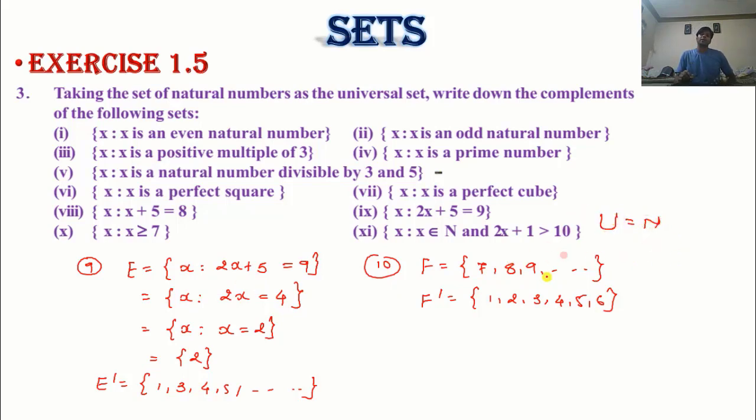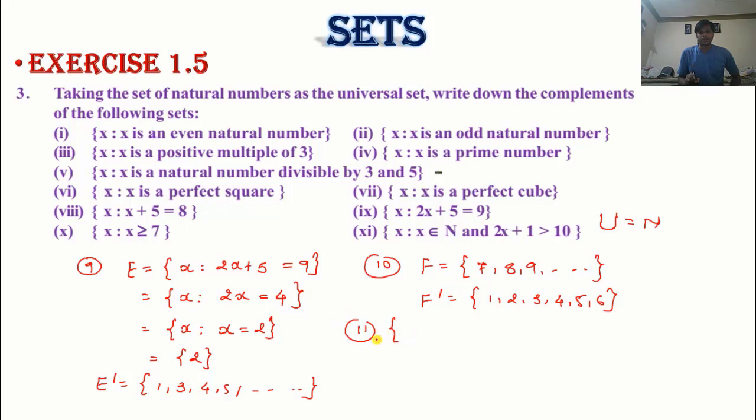Okay, so now it is easy and we have discussed so many questions, so I am not going to write all that. You can exclude all these elements of F and write the elements which are left in U. So obviously 1 to 6 are left in F dash. We see the same in question number 11.